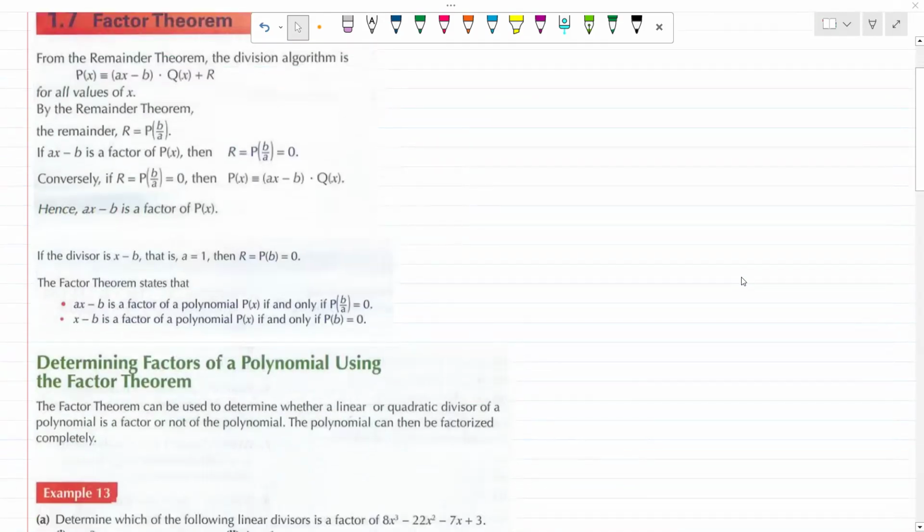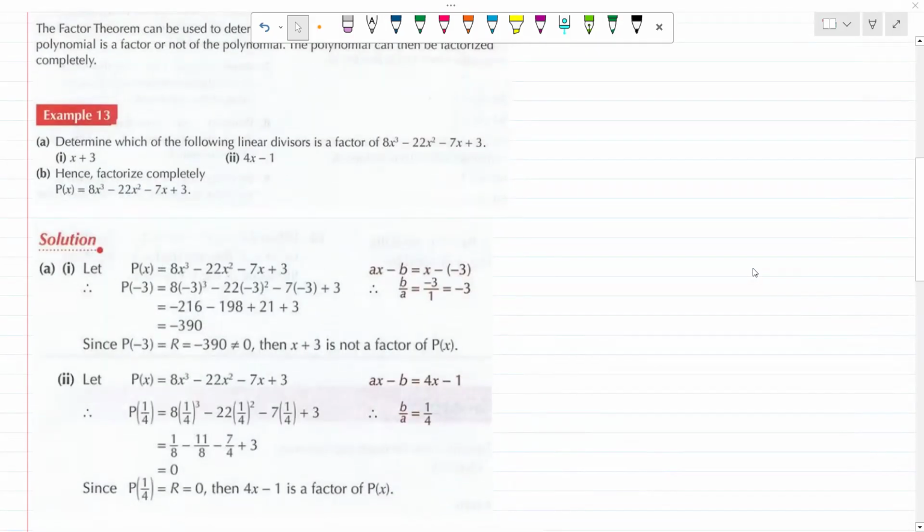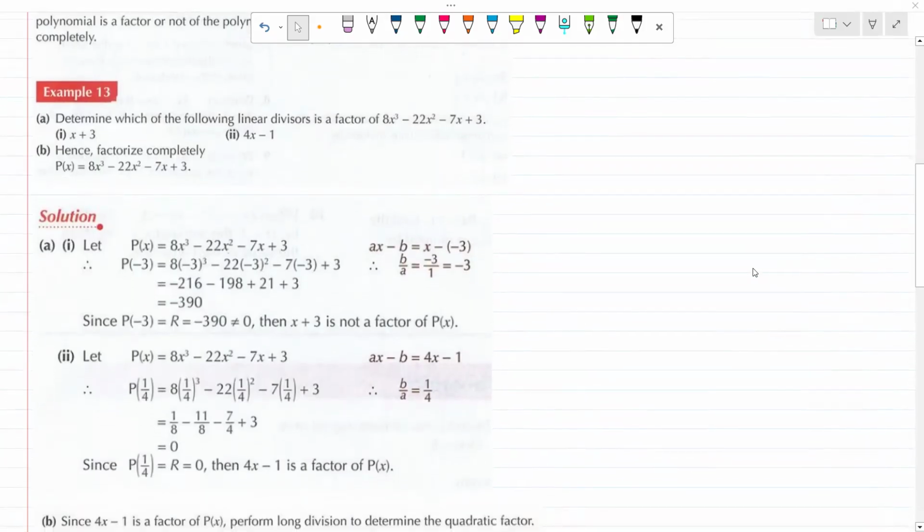So that's better done with an example. We could come back and look at the formula or the reasoning behind it, but let's look at an example first. Let's say, for example, we have this function here, 8x cubed minus 22x squared minus 7x plus 3. They want us to determine which one of these linear divisors, because they're in x to the power of 1, is a factor of this polynomial, 8x cubed minus 22x squared minus 7x plus 3.